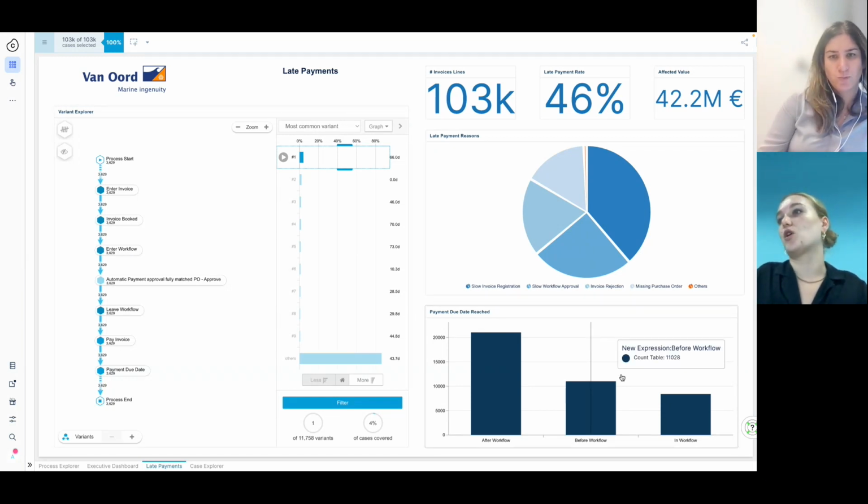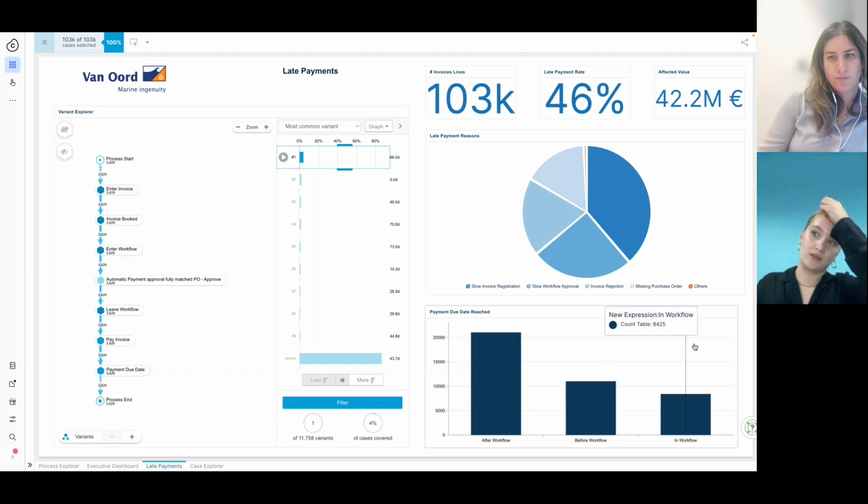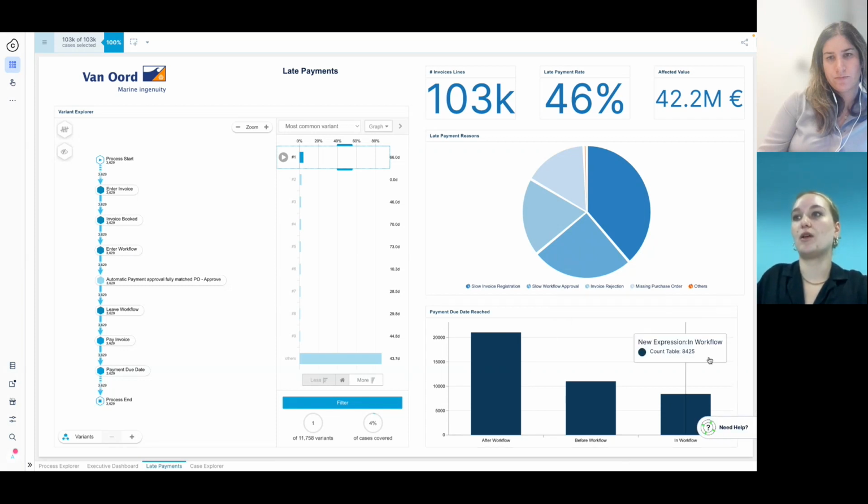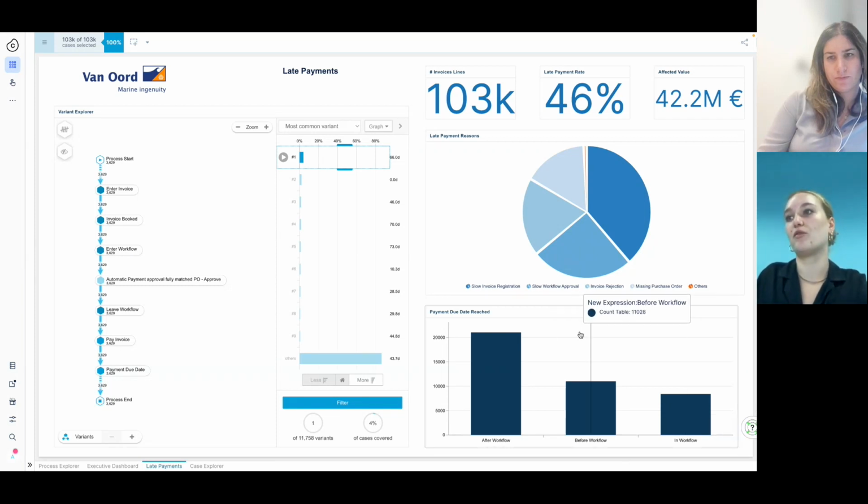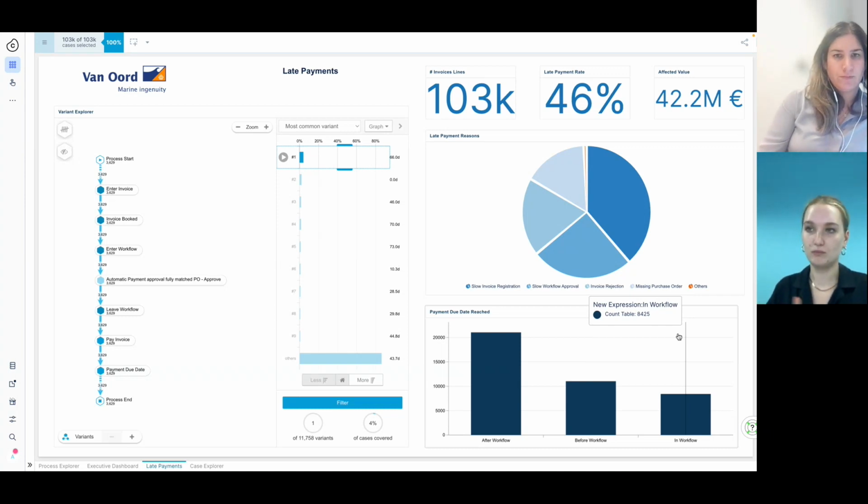And then we also saw that some invoices were reaching their due dates in the workflow, which means either that they were stuck at a certain step in the approval workflow, or they were rejected somewhere. So we really wanted to focus here and be able to create transparency in the before and in the workflow, because if the invoice is waiting somewhere, this is something we want to see and we want to avoid.